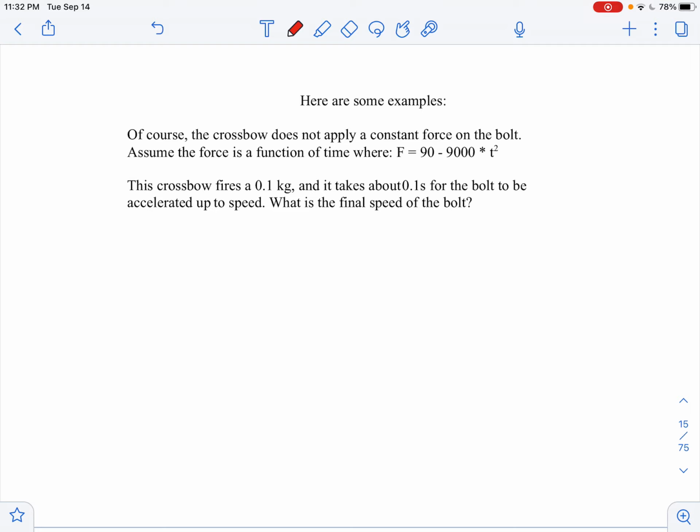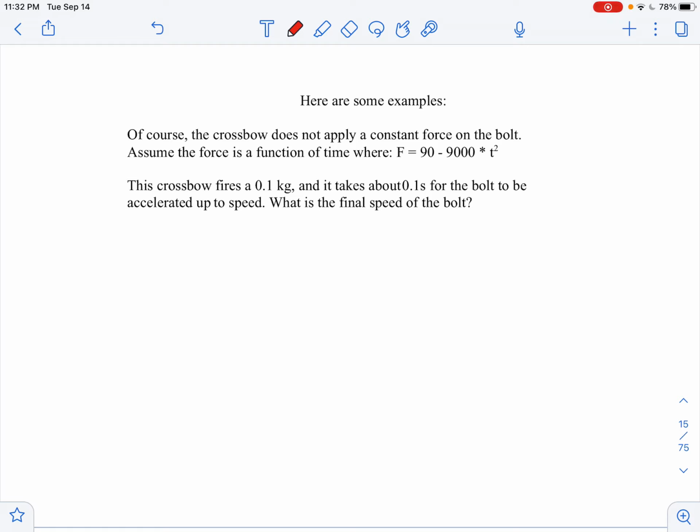What about one that requires calculus? Here's one. It says, of course, the crossbow does not apply a constant force on the bolt. Assume the force is a function of time where F is equal to 90 minus 9,000 t squared. This crossbow fires a 0.1 kilogram bolt. It takes about 0.1 seconds for the bolt to be accelerated up to speed. What's the final speed of the bolt? So similar kind of problem, but just with a different request, just to figure out what is VF.